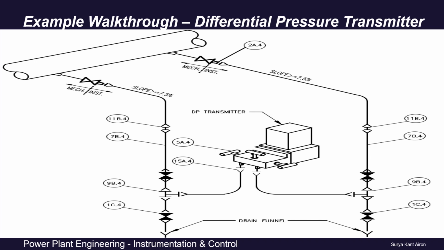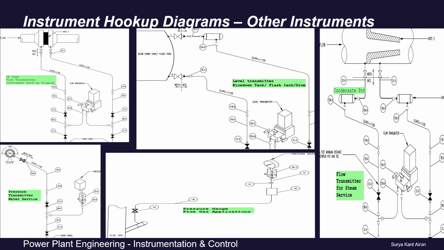So this was all about the instrument hookup diagram for the DP transmitter. Friends, if I have been successful in making you understand each and every detail of the DP transmitter installation diagram, then I am sure you can easily understand all the rest of the instrument hookup diagrams yourself. Like this DP type flow transmitter, level transmitter in case of your tank or drum, flow transmitter for steam services, pressure gauge, flue gas application, then pressure transmitter in water services. This you can easily understand on a similar basis as we have already explained for the DP transmitter.